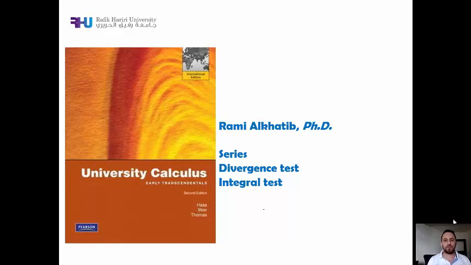Hello. In today's session, we will start discussing further ways to test whether a series will converge or diverge. And again, a series is just a summation of the terms of a certain sequence. In today's session, we will tackle two types of tests called the divergence test and the integral test.